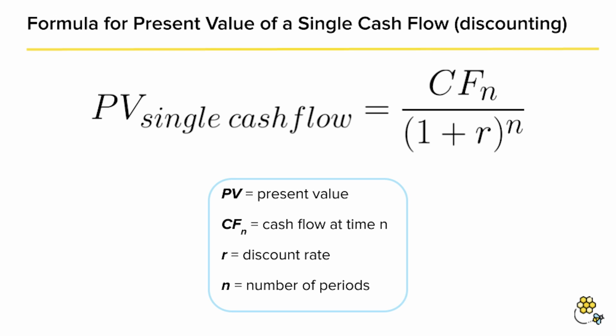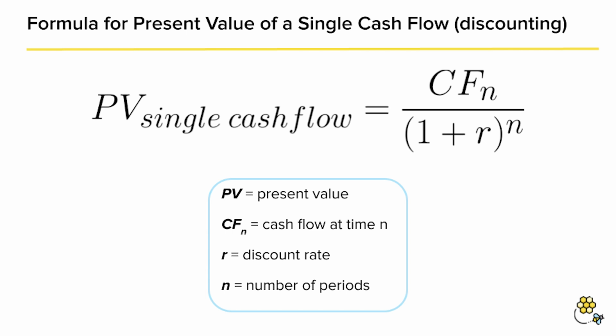As we discussed in the previous lecture, discounting is the act of bringing future cash flows into the present day. To calculate this, we actually use the present value formula. Here it is. The present value of a single cash flow equals the cash flow at time n over 1 plus r to the time n, where r equals our discount rate.